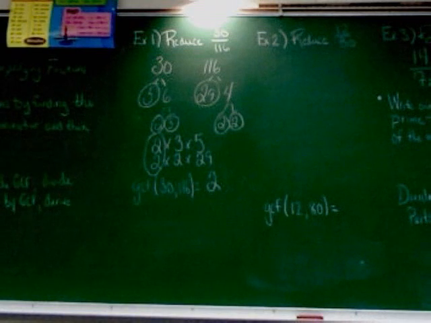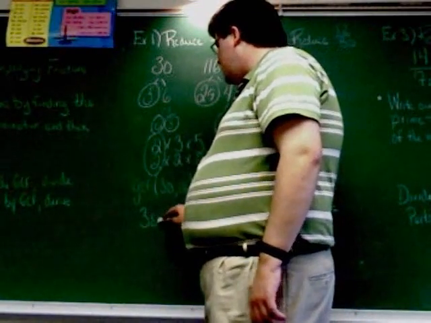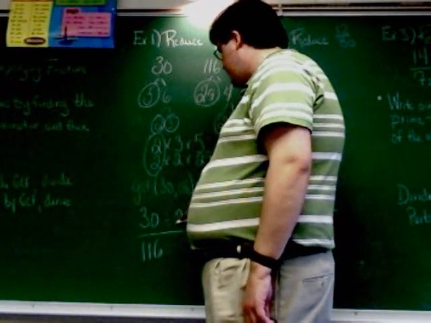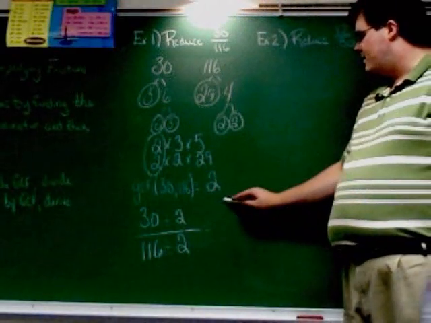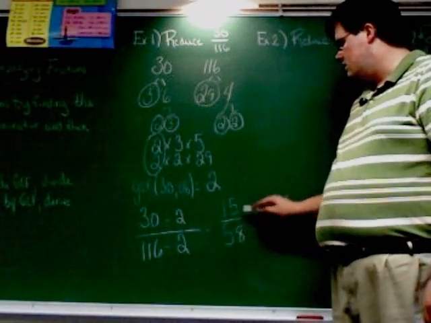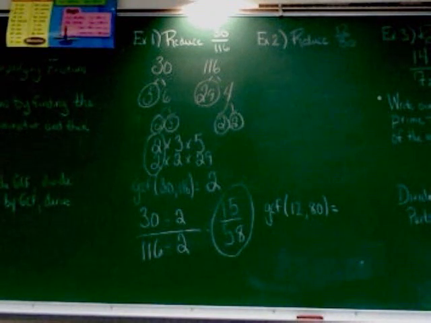All right, now I still haven't done what I set out to do, which is to reduce the fraction. In order to reduce the fraction, I have to divide the numerator and the denominator by the greatest common factor. So I've got to divide 30 and 116 by 2. 30 divided by 2 is 15. 116 divided by 2 is 58. And that's the reduced fraction for 30 over 116.